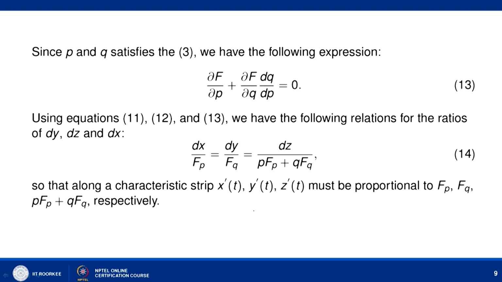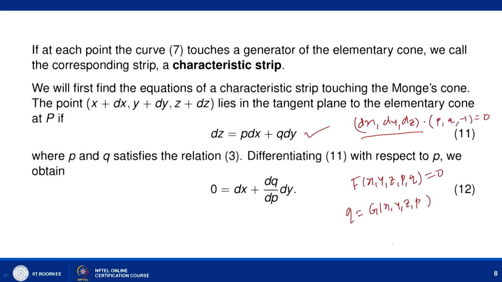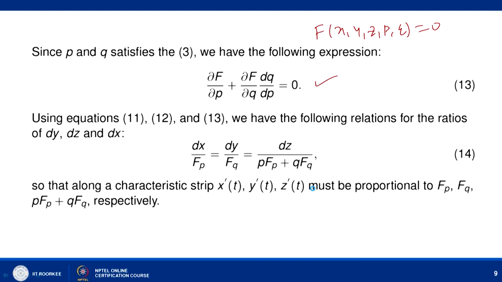But also we know that p and q satisfy the partial differential equation f of x, y, z, p, q equal to 0. So differentiate this also with respect to p. When you differentiate this with respect to p, we have del f by del p plus del f by del q into dq by dp equal to 0. So using equation number 13 and the previous equation, equation number 12, we can find the relation between dx, dy and dz, and we can write it here.